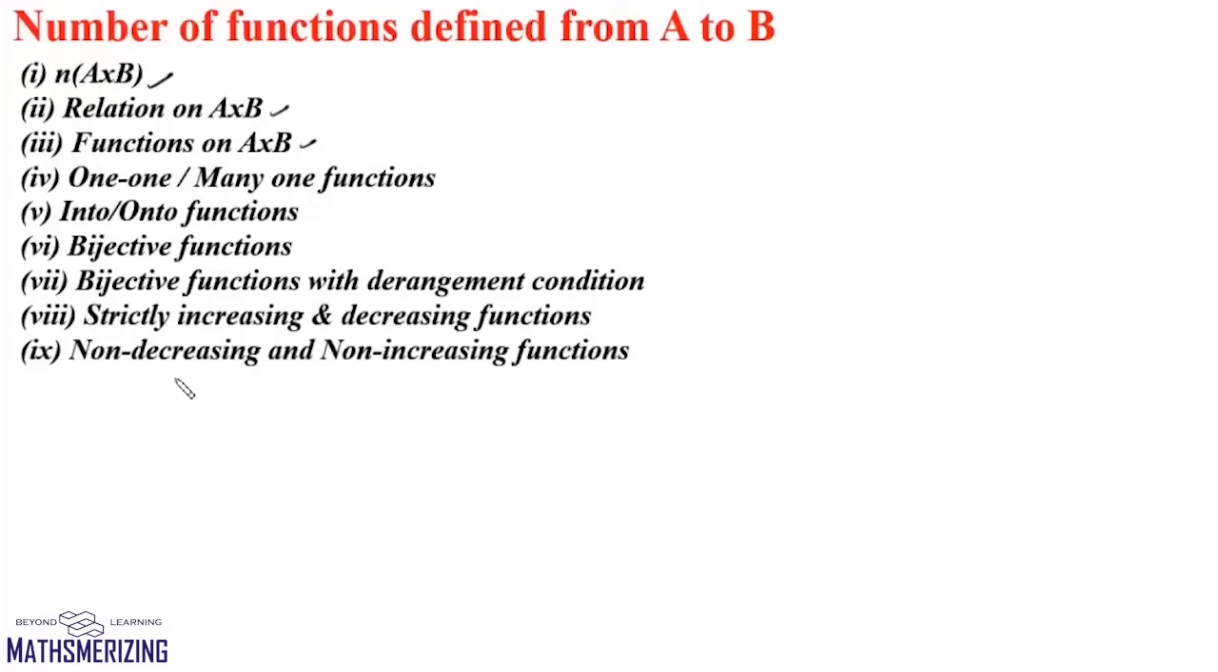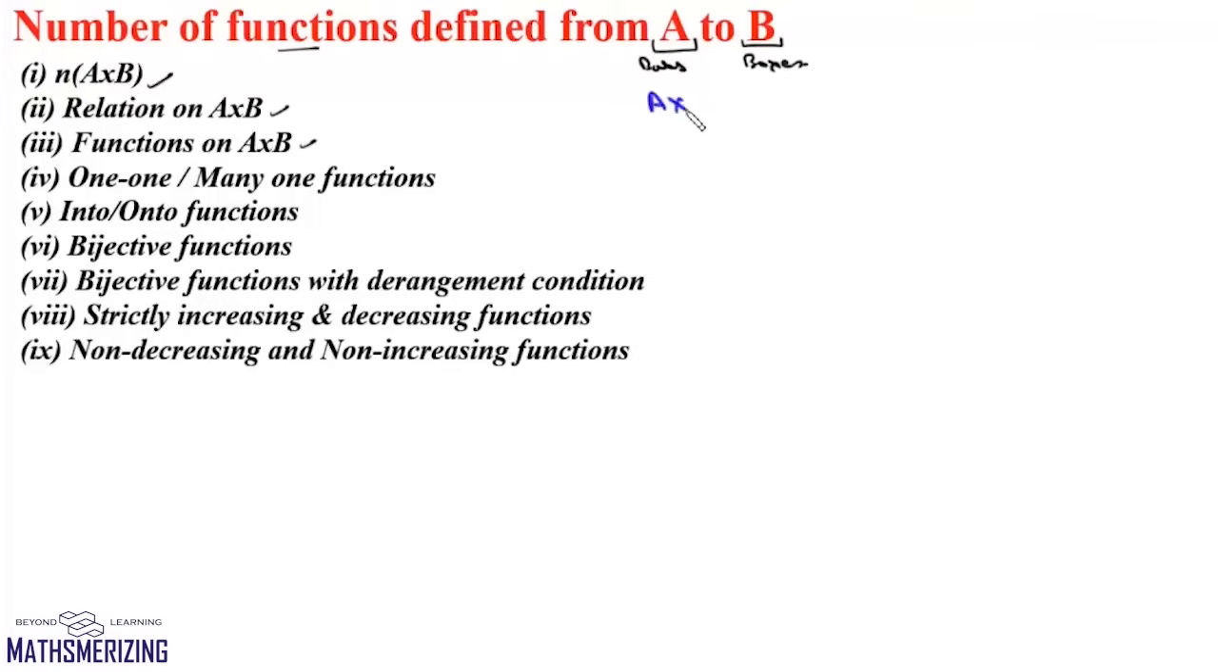Now in many cases, the number of functions problem is directly related to the number of ways of distributing balls and boxes problem. So if we have distinct balls and distinct boxes, then that problem can be mapped to the number of functions defined from set A to set B. So here elements in set A will correspond to distinct balls, and elements in set B will correspond to distinct boxes.